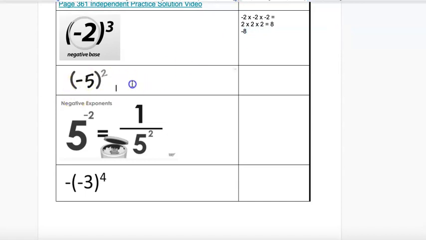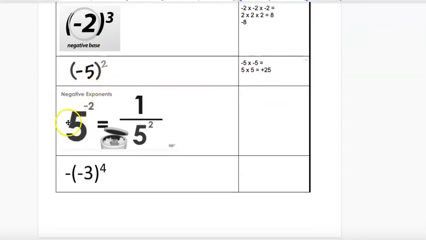Actually, we have our next problem here. So we got -5 squared, so that's -5 times -5. First, let's go 5 times 5 equals 25. 2 negatives means it's going to be positive 25. So when you're raising a negative number to an odd exponent, it's negative. But if it's an even exponent, it stays positive. So that's the difference there.